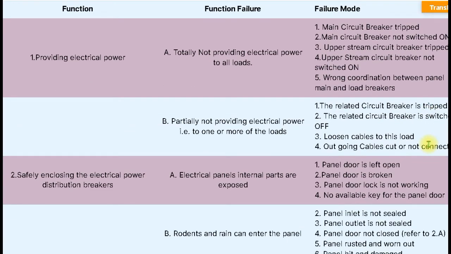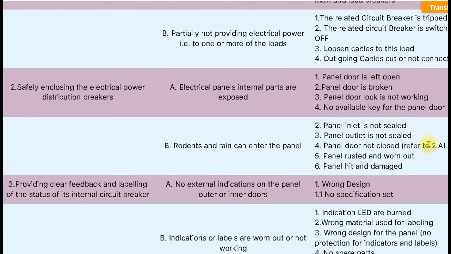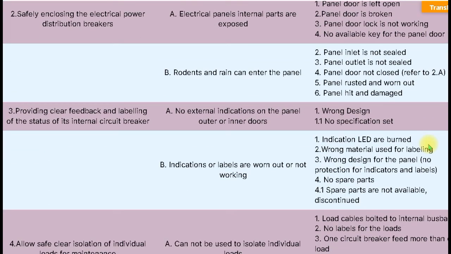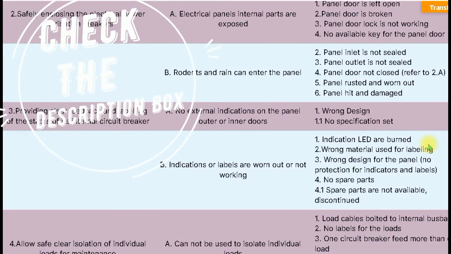So this specific breaker can be tripped, cannot be switched on. Some cables are having problems, not connected at all, due to after the maintenance day or something like that. Next, safely enclosing the electrical power distribution itself. The door can be open, maybe it's broken, maybe the door cannot be closed, maybe the panel itself is worn out. The rodents can enter, and the rain can enter the panel itself. The panel is not sealed, the panel inlet is not sealed, outlet is not sealed, the panel is damaged due to some accident, hit by a moving load or something like that.